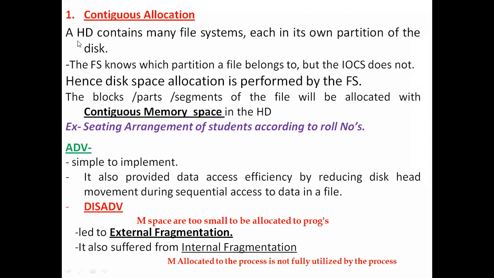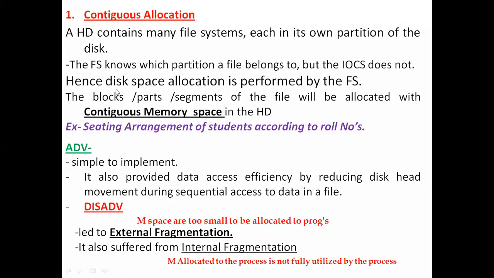We know that a hard disk contains many file systems, each in its own partition of the disk. The file system will know in which partition a file belongs, but the input output control system, or IOCS, will not have any idea where these files are stored on the hard disk. Hence the disk space allocation will be performed by the file system.